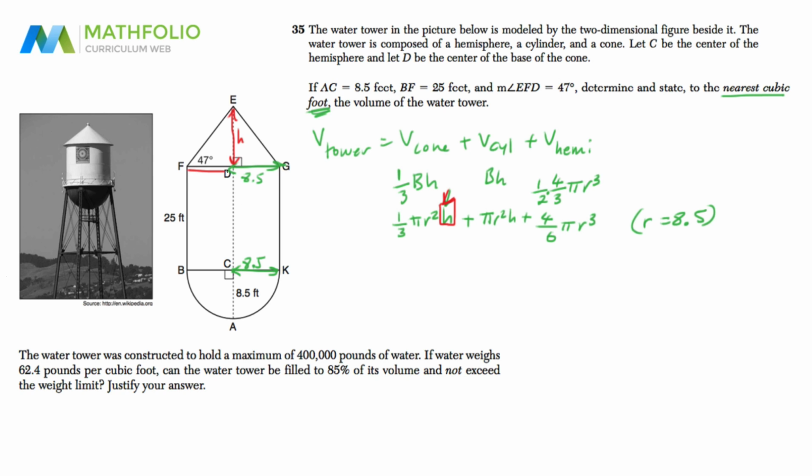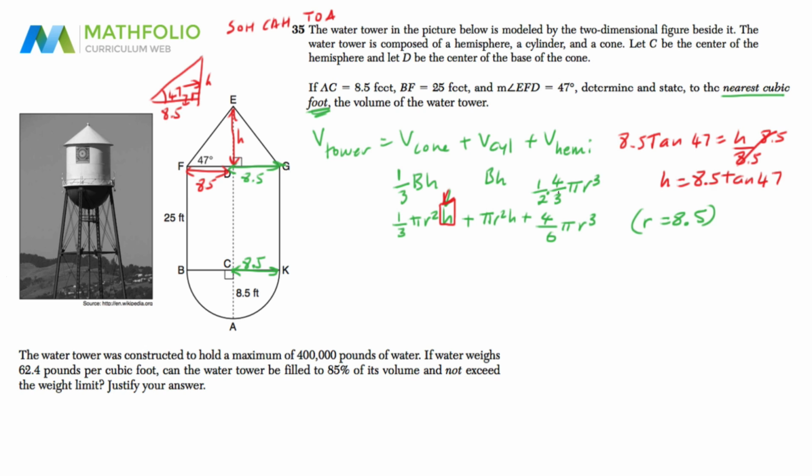Well, we know that this is 8.5. We know that this is a right triangle. We know this is 47 degrees. So we should be thinking SOH CAH TOA, and relative to the 47, the opposite is the H, and the 8.5 is the adjacent. So we're dealing with tan. So over here I'm going to say tan of 47 equals opposite, which is H, all over the adjacent, which is 8.5. So we could say that H equals, when we times both by 8.5, it's gone, H equals 8.5 tan 47.